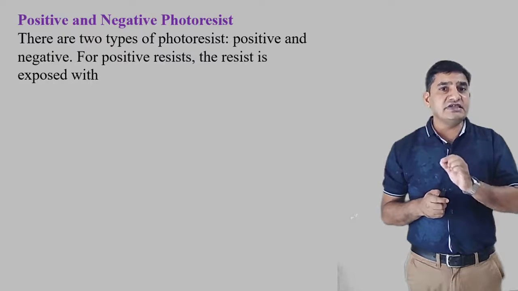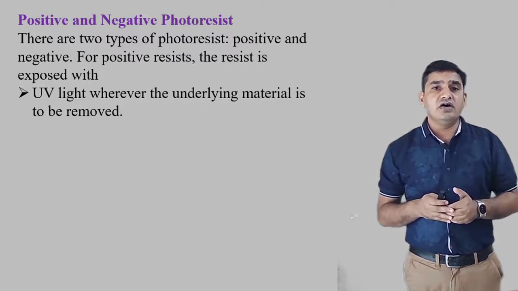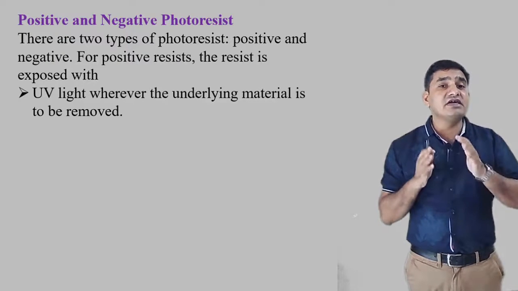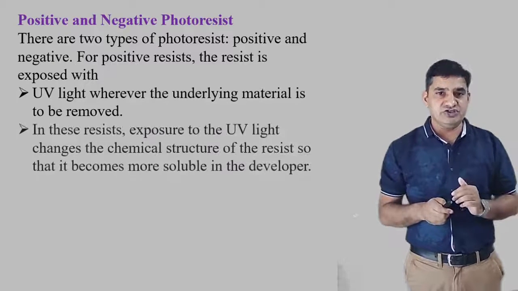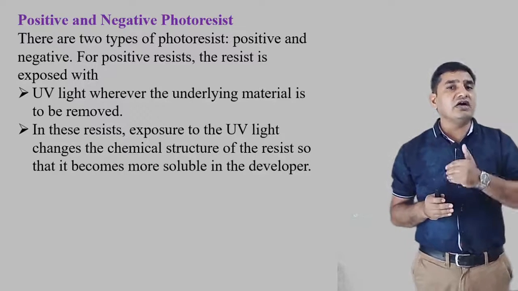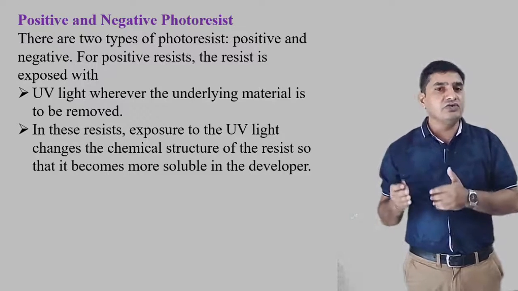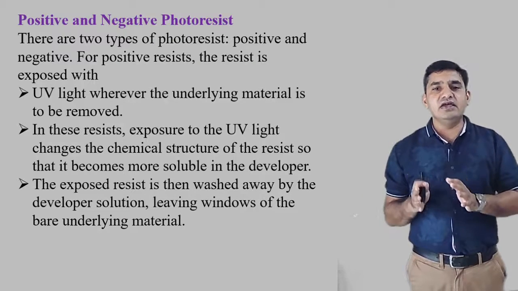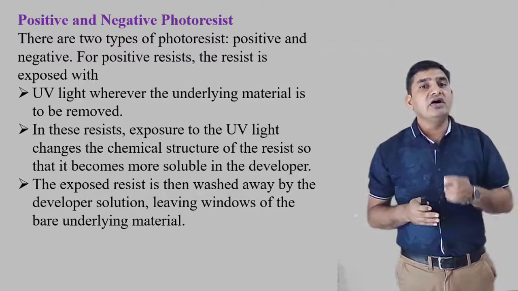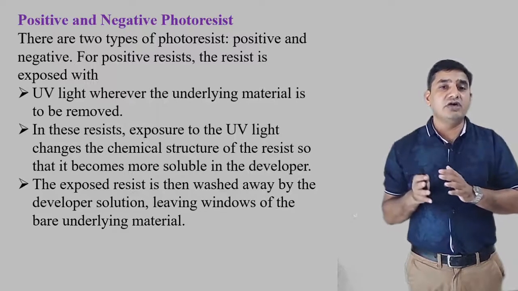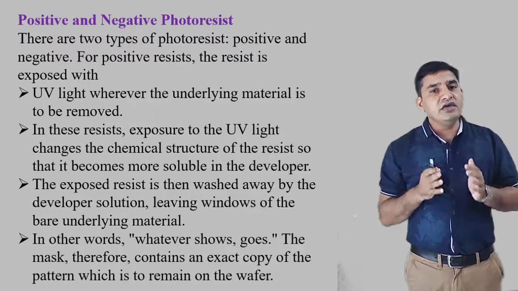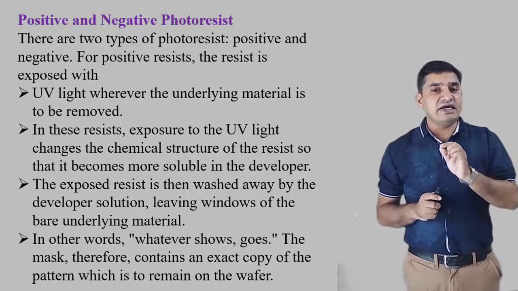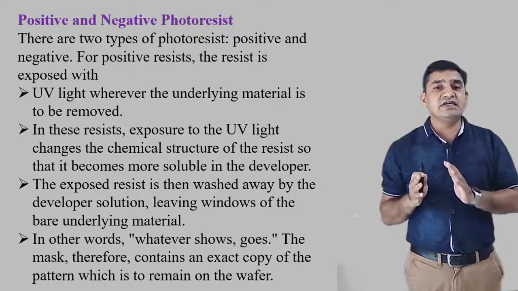For the positive resist, the resist is exposed to ultraviolet light wherever the underlying material is to be removed. The underlying material is removed in the case of the positive photoresist. The resist exposed to the ultraviolet light changes its chemical structure so that it becomes more soluble in a developer. The exposed resist is then washed away by the developer solution, leaving windows of the bare underlying material. In other words, whatever shows goes. The mask therefore contains an exact copy of the pattern which remains on the wafer.